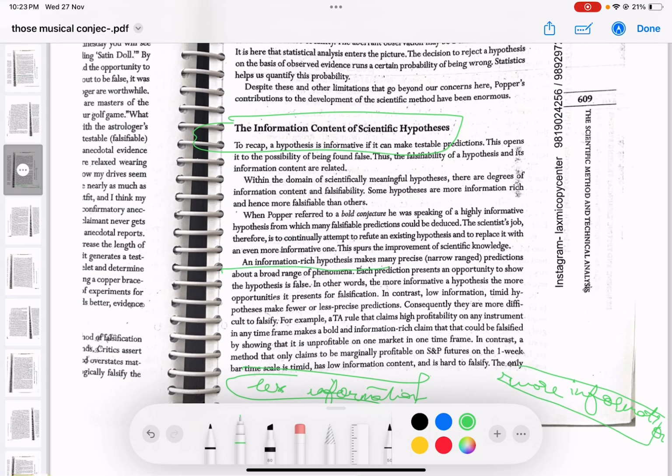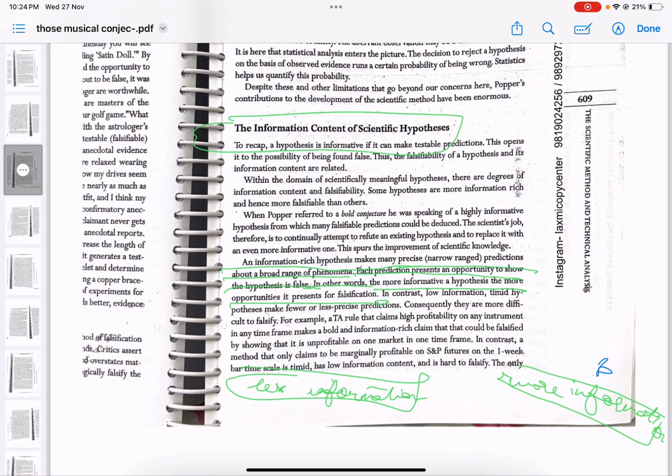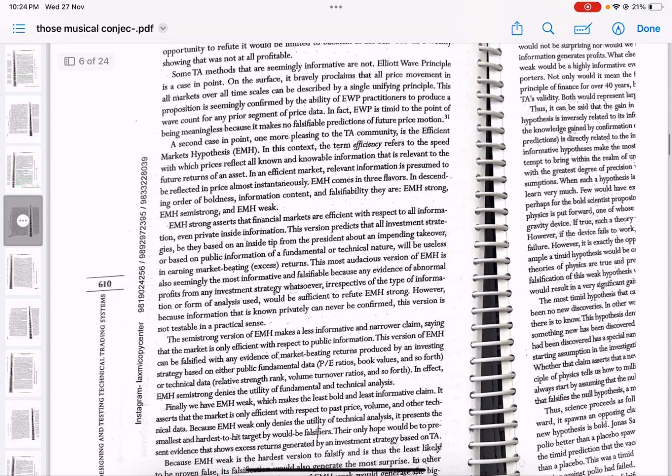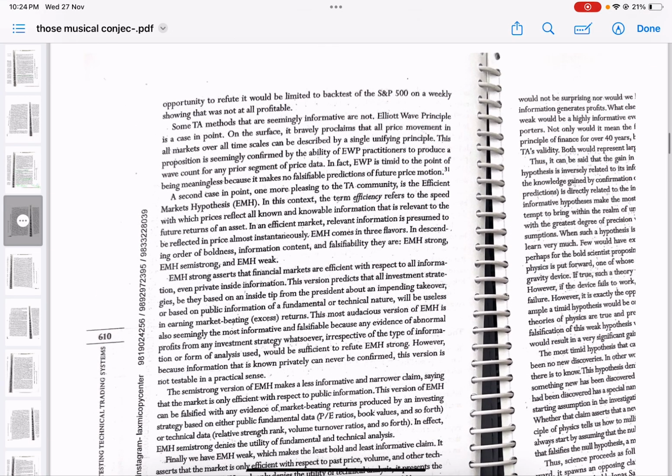Now, an information-rich hypothesis makes many precise predictions about a broad range. Each prediction presents an opportunity that the hypothesis is false. In other words, the more informative a hypothesis is, the more opportunities it presents for falsification. So, it is easier to prove the hypothesis is false if it has more information, whereas it is not easy if it has less information.